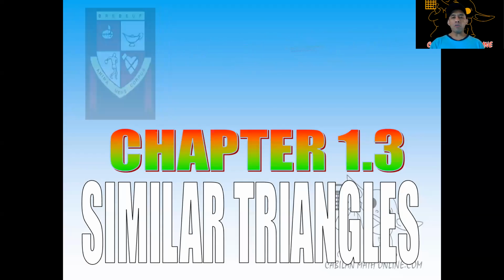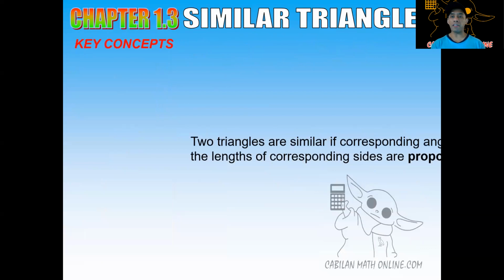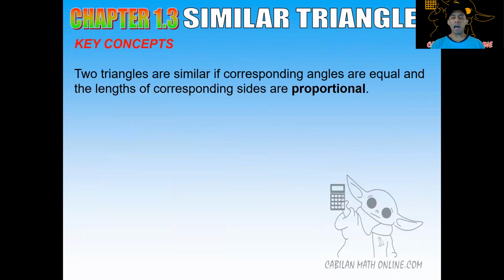Now, similar triangles involves questions where we have two triangles that are different in orientation or size, but the sides themselves are actually proportional to each other. And how we're going to do that is we're going to use a technique that I'm sure most of you were familiar with, especially in grade 9, and that's cross multiplication.